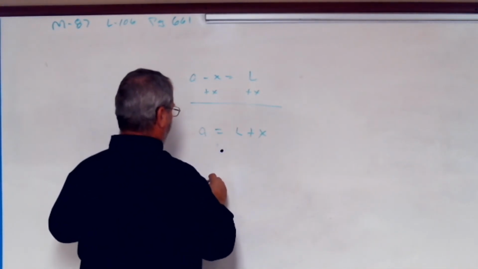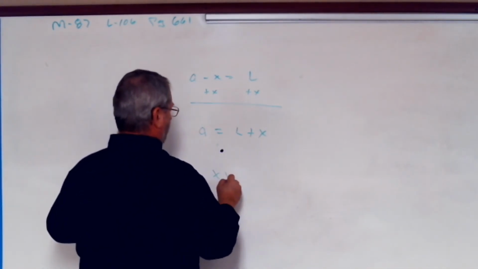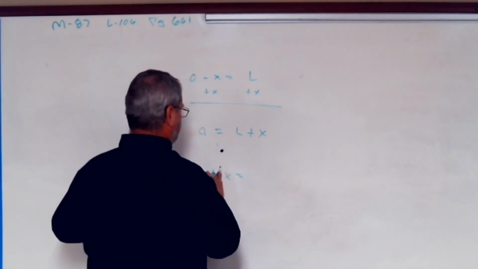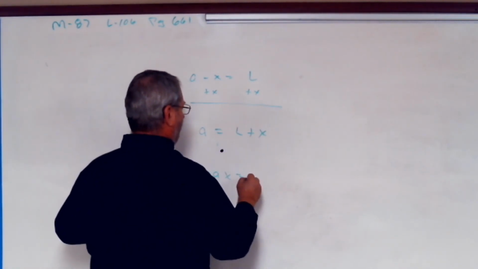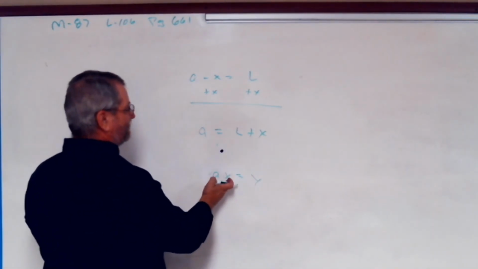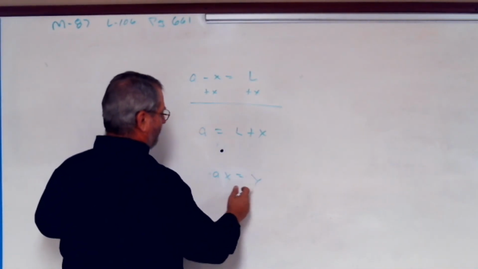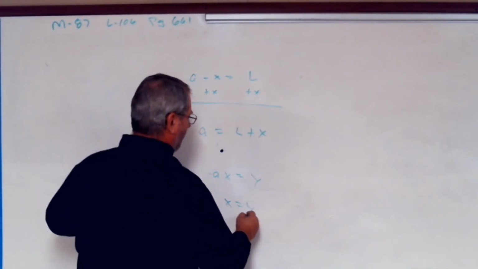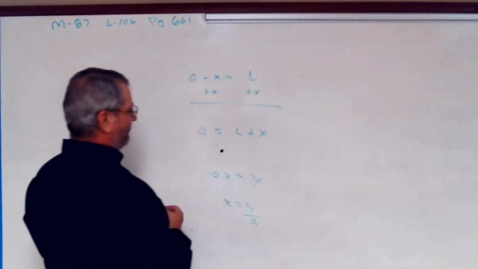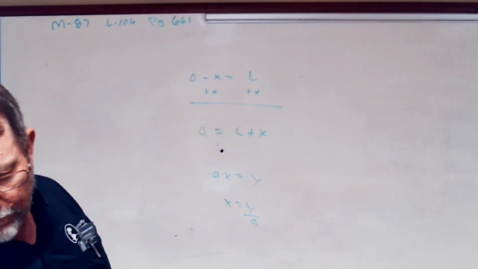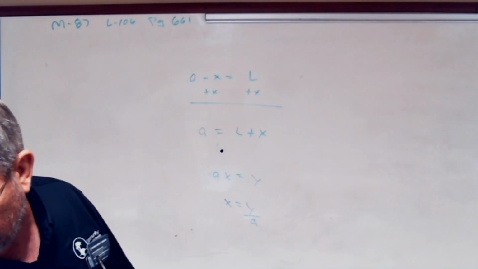If I have AX equals Y, and I want to get X by itself, I'm going to divide by A. Pretty easy stuff. Just remember the rules of algebra, and you'll feel really smart.